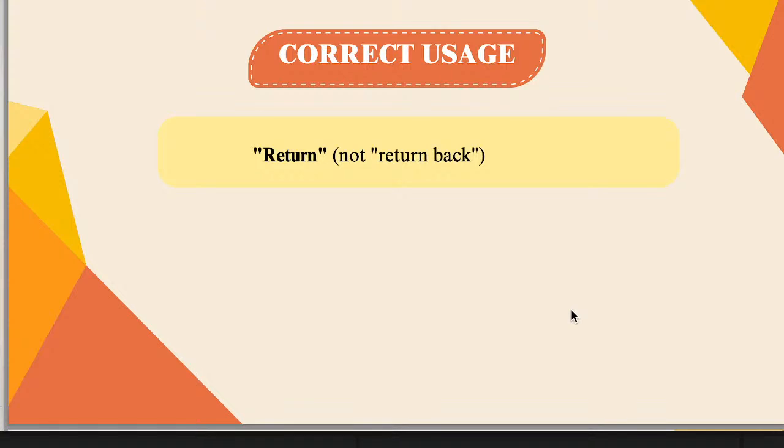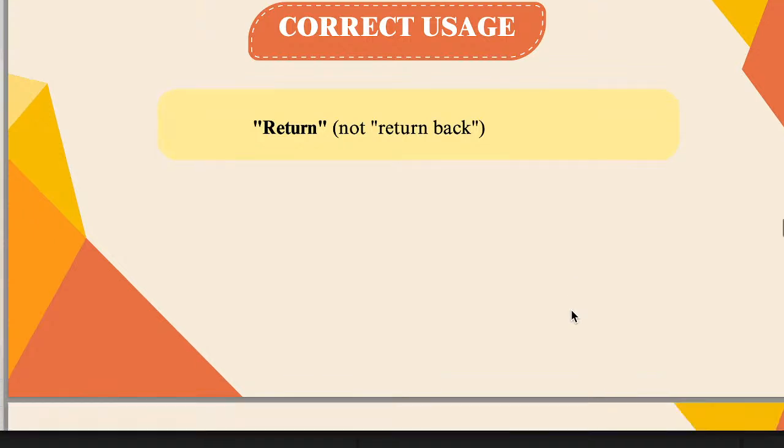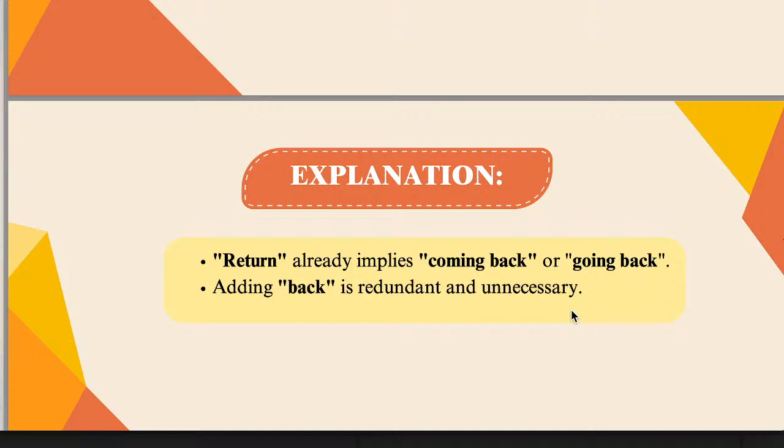What is the meaning of redundant? We just discussed. Redundant means something which is unnecessary, something which is not required. Right? So, here back is redundant. Why? Because return itself means coming back from someplace. So you don't have to add back when using return. Return already implies coming back or going back. So there is no point of writing back again, which makes back redundant or unnecessary.